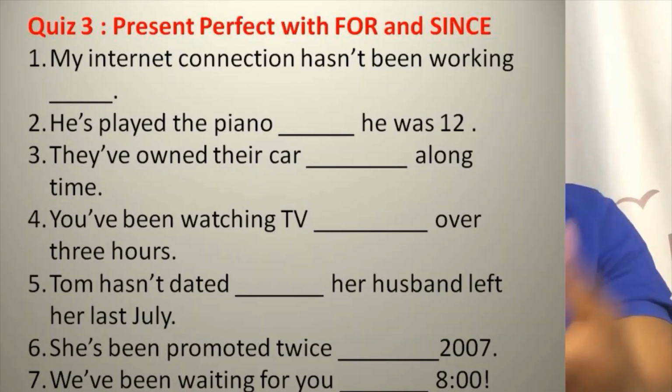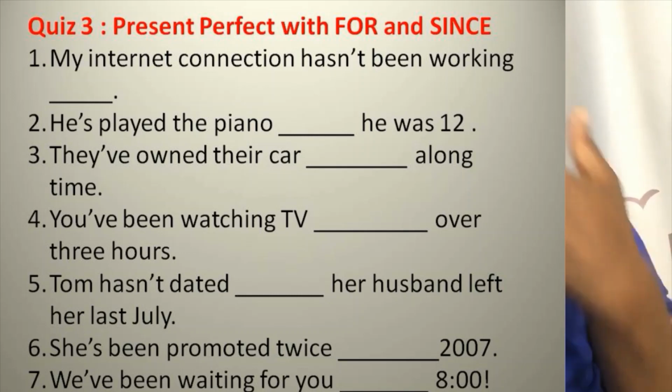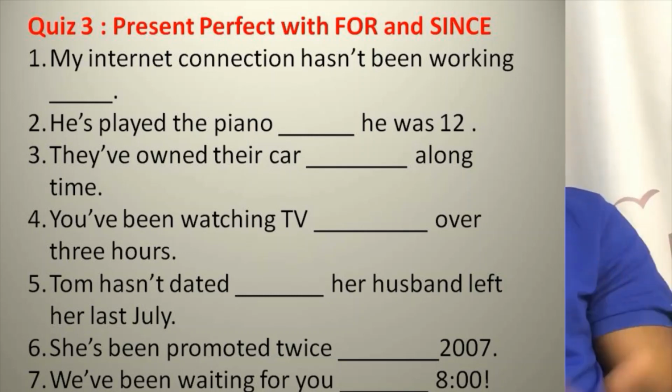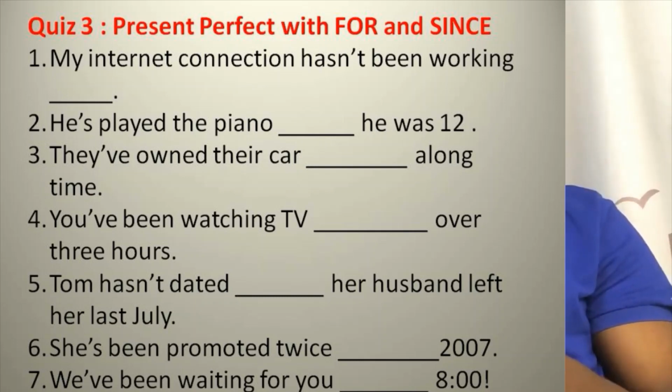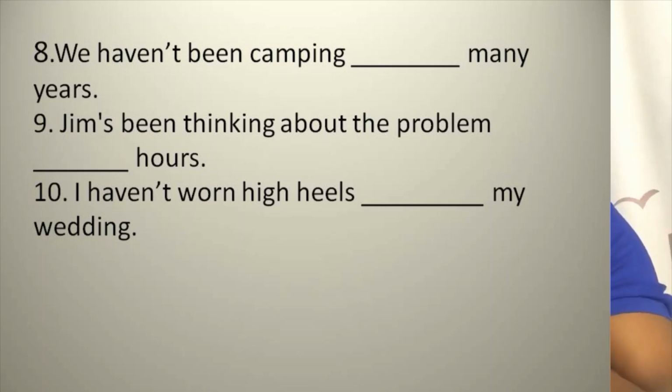Quiz 3 is about for and since. Where there is since, you put it there, and where there is for, you put it there. Just try to indicate the correct one in the right place. The same goes for this one: where it is for, put for, and where it is since, put since. Just check your understanding, guys. I'm waiting one minute. Waiting, guys.